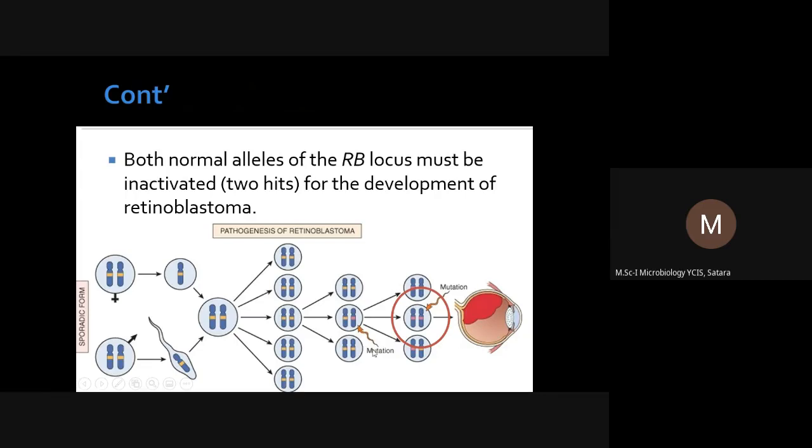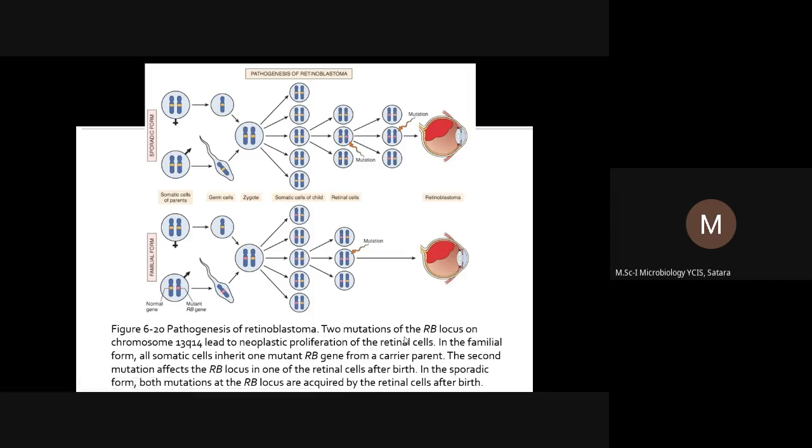Whenever a single mutation occurs in one of the alleles, why? Because another copy is transmitted by the parent. So this is the pathogenesis in case of retinoblastoma. Two mutations of the RB locus on chromosome 13 Q14 lead to the neoplastic proliferation of the retinal cell. Neoplastic proliferation means development of the cancer.